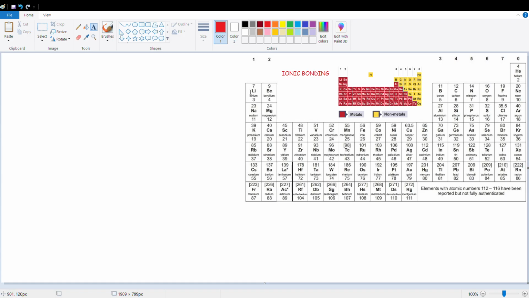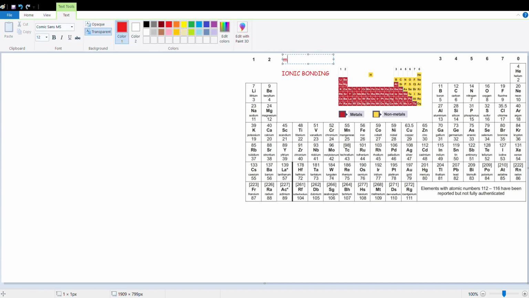For your reference, there's a periodic table, and I also put a very small periodic table which differentiates between metals and non-metals, because we know the ionic bonding is between metals and non-metals. So that's the first thing you need to understand in ionic bonding.